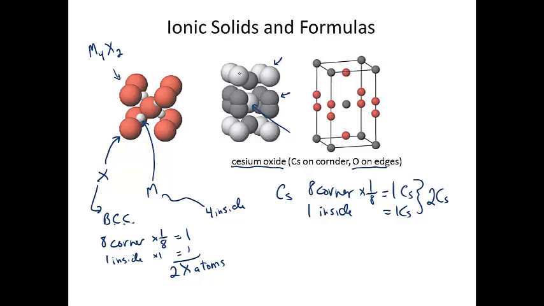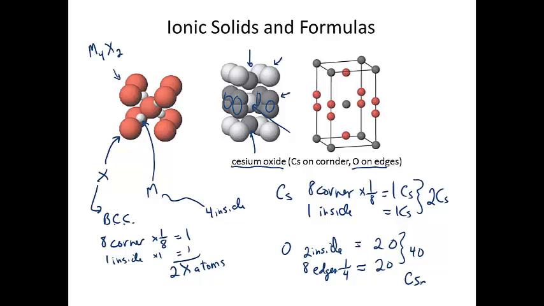The oxygens, the oxide ions, there are 2 inside, there and there. So those are fully inside there. So that's 2 oxygens. But then there are 8, that is 4 pairs of oxygens. So there's 8 on the edges. So there's 8 edges, and those are 1/4 inside the unit cell each. So that's a total of 2 more oxygens. So it's a total of 4 oxygens. So the formula of our unit cell is Cs2O4. Okay, so that's how you do this. So it's similar to what we did for metals.